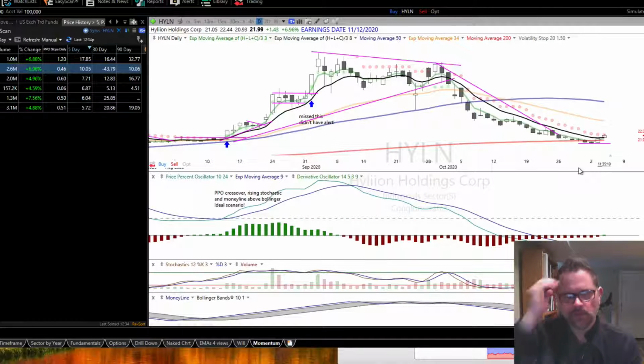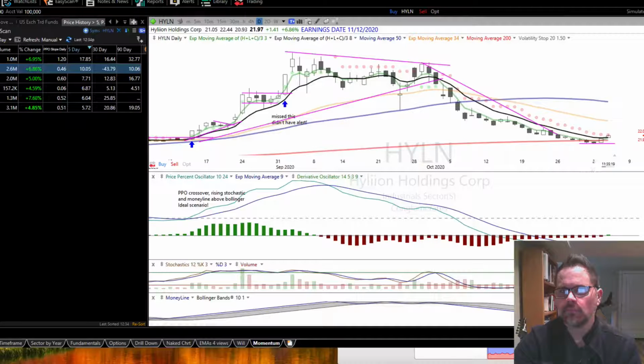Hyliion, I've talked about this before. It used to be Shell. It was a truck company, electric trucks and conversions. And this is an early cross of the MACD. So it's a sign that things are going to be flipping around.